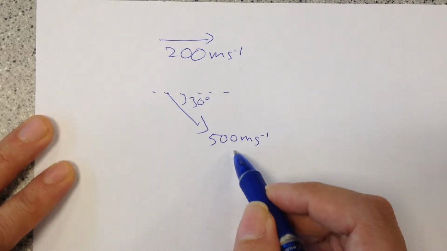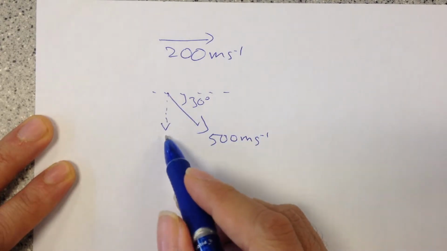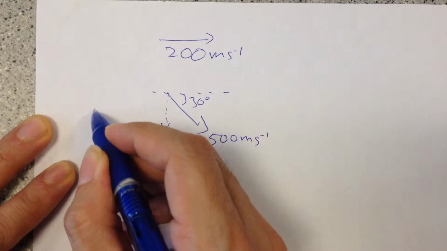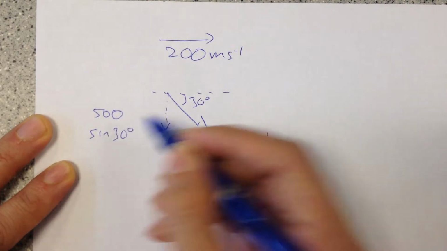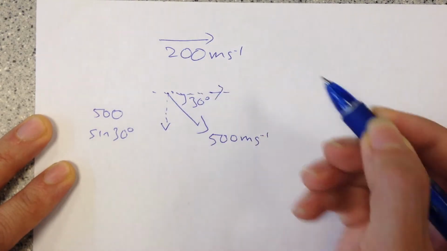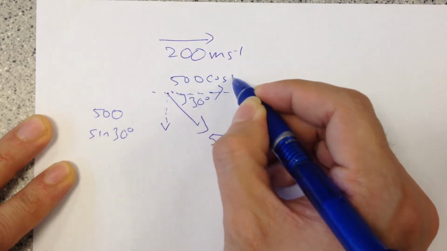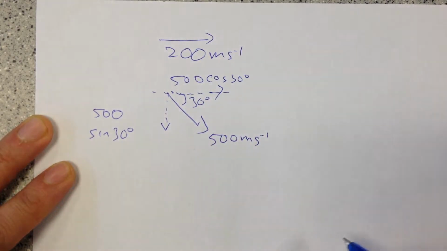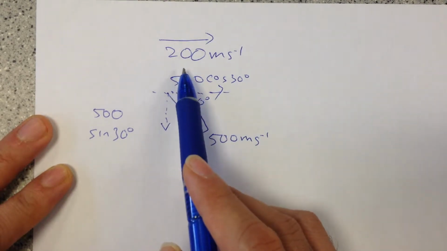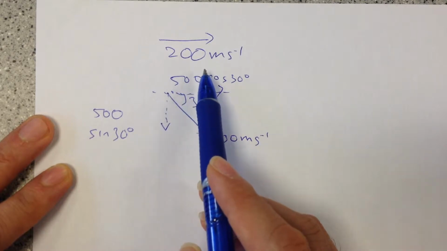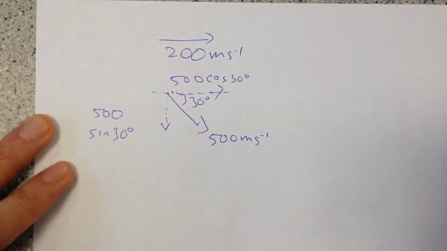This is the velocity of the projectile when it's being fired from the plane. Now this has a horizontal and a vertical component, right? This would be the vertical component, which should be 500 sine 30 degrees, and the horizontal component would be 500 cosine 30 degrees. Now, the projectile, when it's being fired, also has a horizontal velocity of 200 meters per second because it's on the plane, so you should add the two velocities together, right?